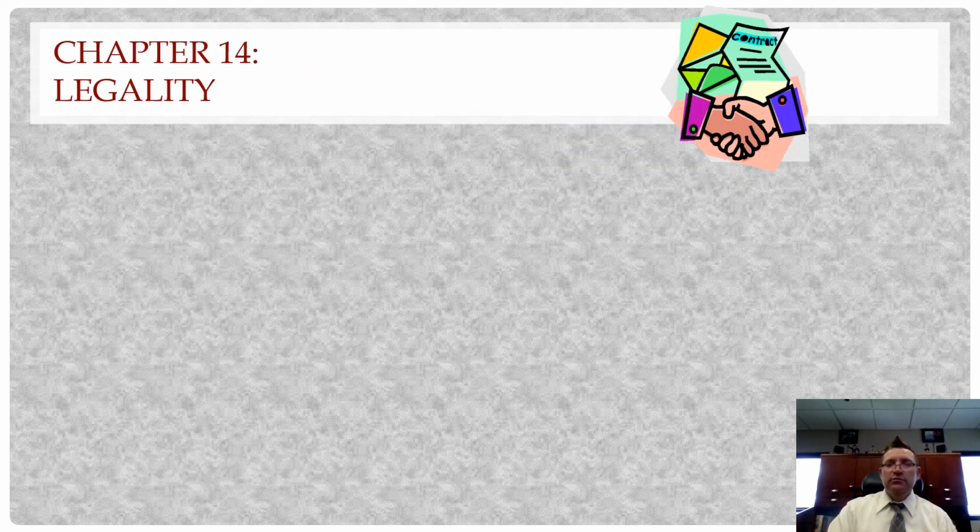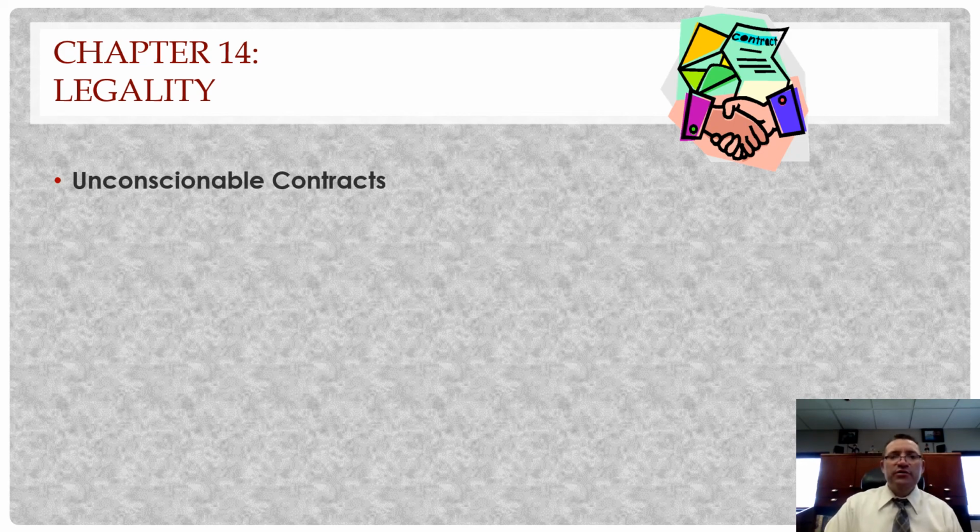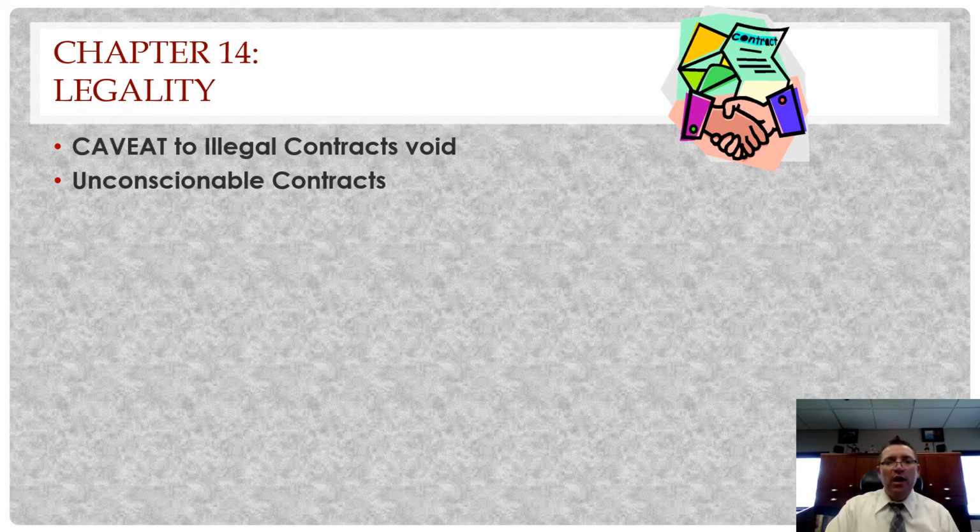All right, unconscionable contracts. These are situations in which the court finds that they're just bad, huge, horrible public policy, right? So this is kind of that caveat to illegal contracts being void. Remember the rule is if it's an illegal contract, it's void. This is a caveat that says in a few situations, although we're going to find it to be an illegal contract, it can be voidable. It's not per se void, and that's unconscionable contracts.